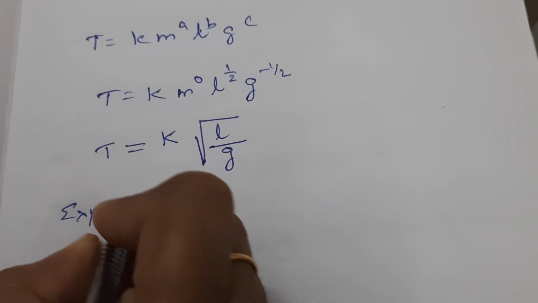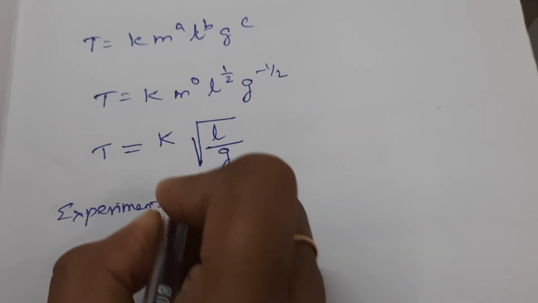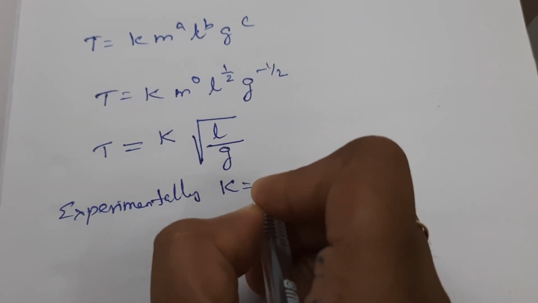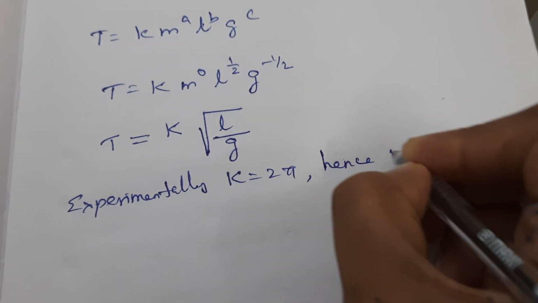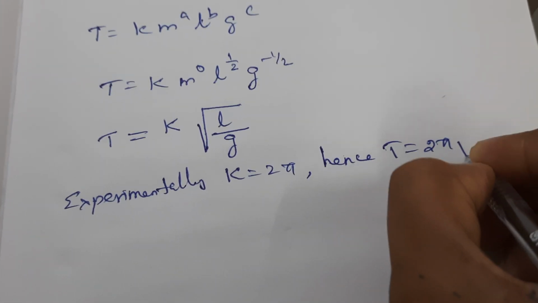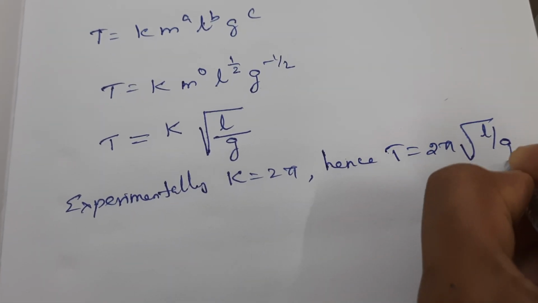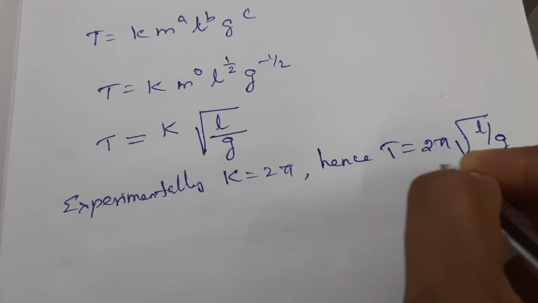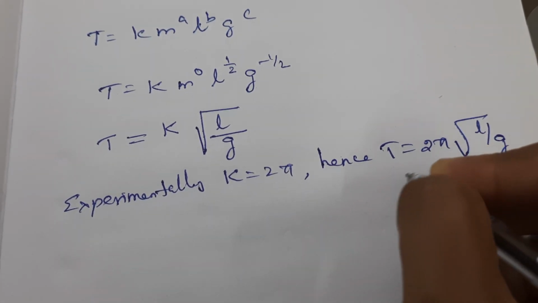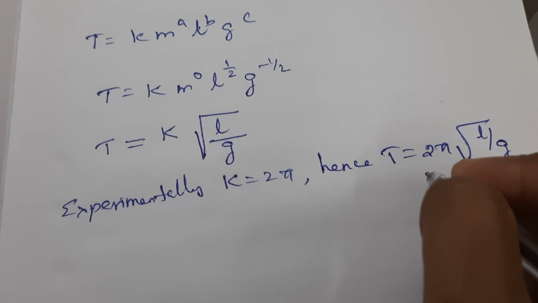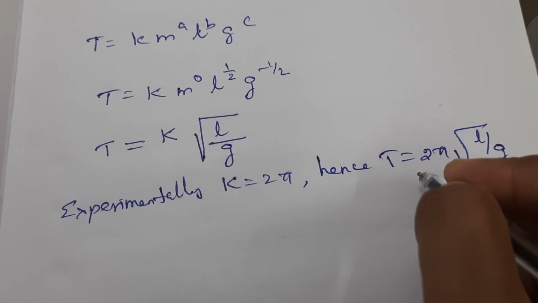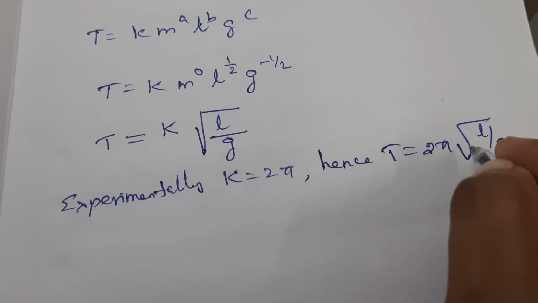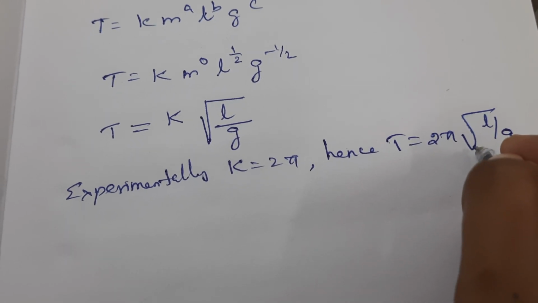Experimentally, k equal to 2 pi. Hence, T equal to 2 pi into root of L by g. So this is the relation of the time period of a simple pendulum. Expression for time period of simple pendulum, T is equal to 2 pi into root of L by g.